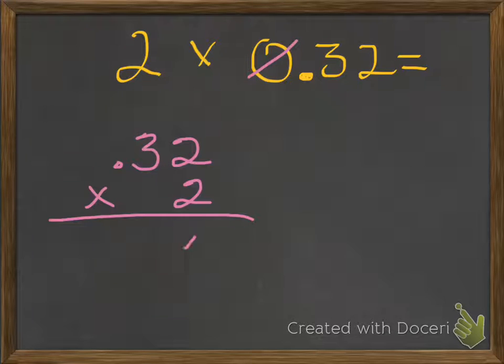2 times 2 is 4. 2 times 3 is 6. There are 2 digits behind the decimal point, so I'm going to put the decimal point 2 places over. Okay, so we get the answer 0.64.